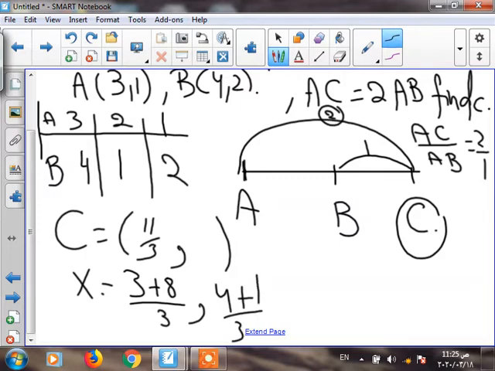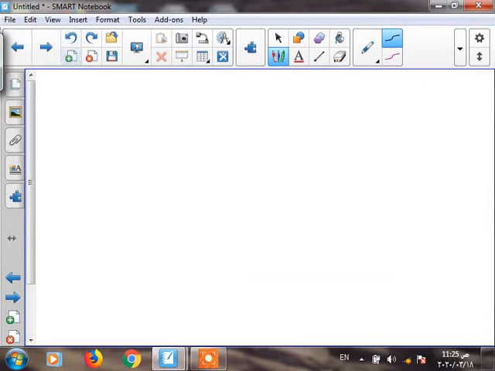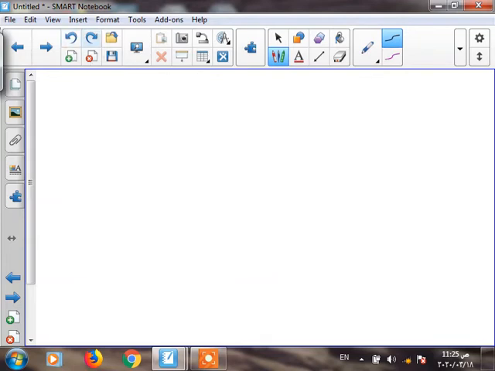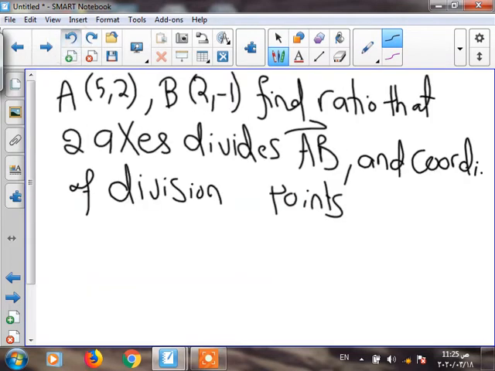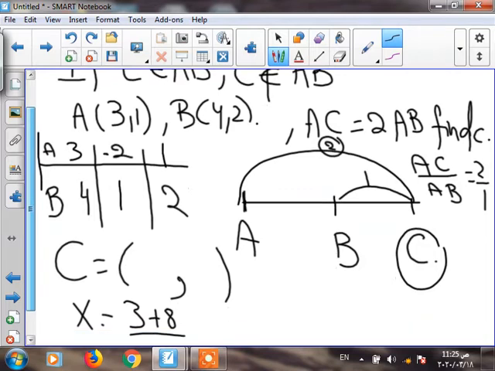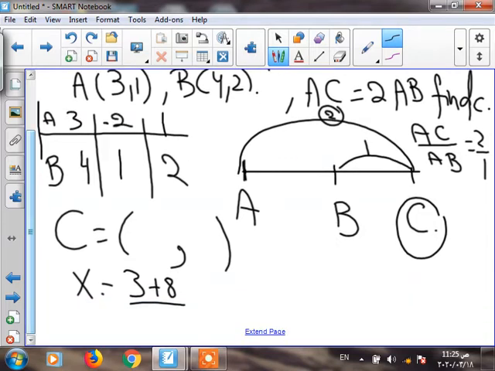Why? The division here is external. So I must give a negative sign to one of the two ratios, any one of them. Here, for example, it will be -2. Yes, right. And start to make x and y.